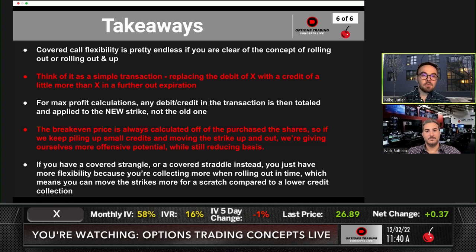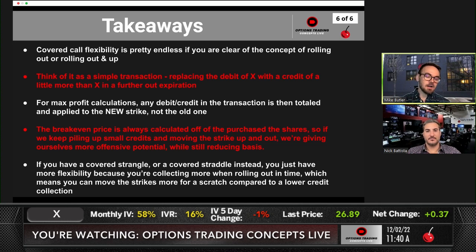But for the break even to the downside, that's always going to be calculated off of the purchase price of the shares. And if you keep piling up small credits or large credits or medium-sized credits, and you're moving the strike up and out or keeping the strike the same, we're giving ourselves more offensive potential from a profitability standpoint, but we're still reducing the cost basis at the same time.